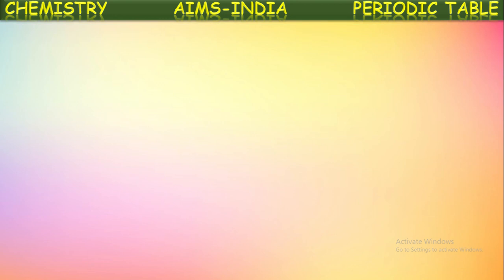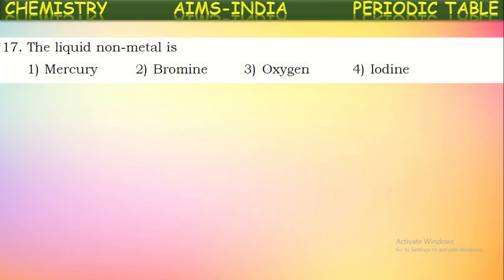Okay. Next, the liquid non-metal is. We know out of all the available elements, out of 118 elements, only two elements exist in the liquid state at normal temperature. What are those two? Mercury and bromine. But here they're asking specially about liquid non-metal. We know mercury is a liquid metal, whereas bromine is a liquid non-metal. Bromine is the correct answer here.